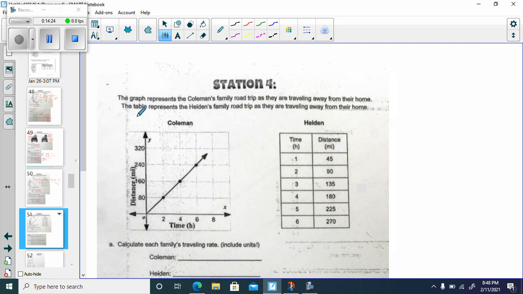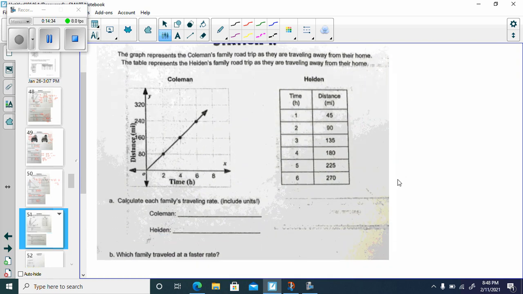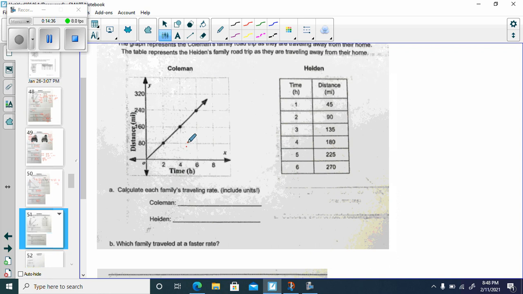On station 4, the graph represents the Coleman family's road trip as they're traveling away from their home. The table represents the Hayden family's road trip as they're traveling away from their home. Calculate each family's traveling rates. Well, the rate, your rate is m, which is change in y over change in x.